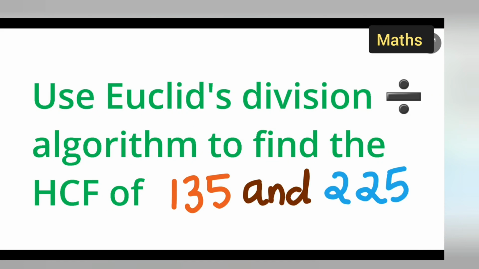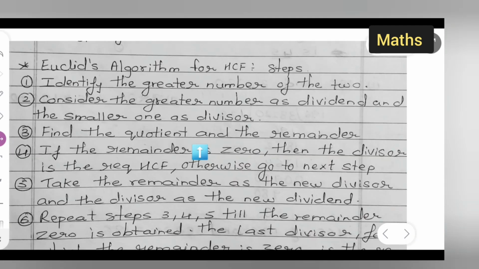Today's question is taken from class 10th mathematics, first chapter. The question is: use Euclid's division algorithm to find the HCF of 135 and 225. So basically we need to find the HCF of these two numbers. Let us find out, but before that we need to know certain rules, right? Whenever we do something we need to know certain rules.